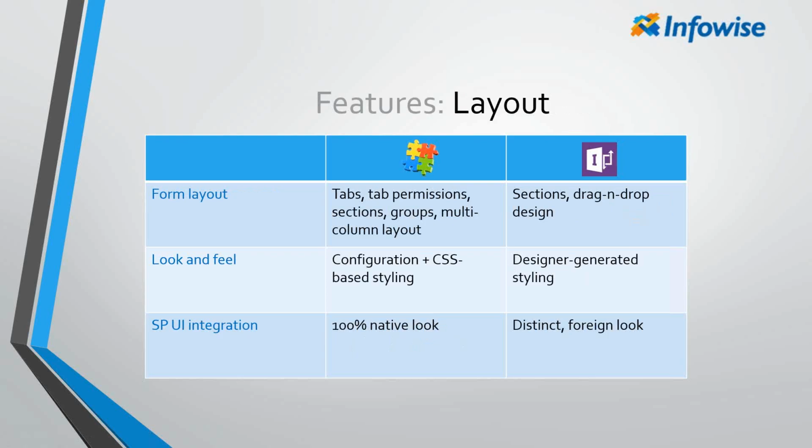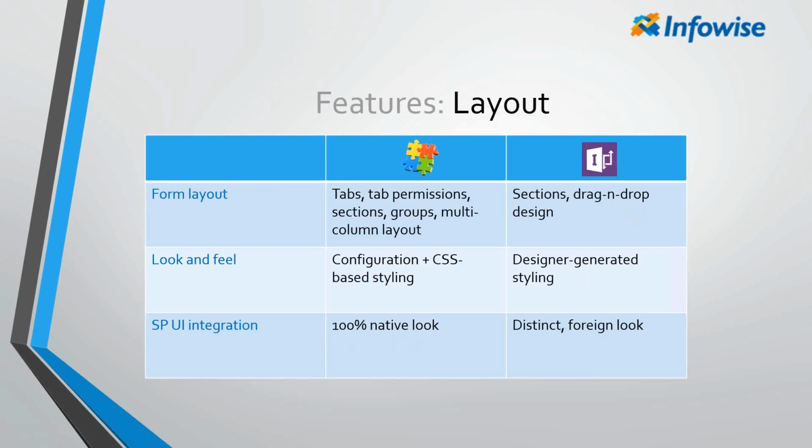In my personal opinion, drag and drop sometimes actually takes longer to work with. It is more difficult to work with than the approach that we use in Ultimate Forms, which is defining tabs, assigning permissions to these tabs, defining sections, groups, and we also support multi-column layout. So we can basically lay out, put our list columns into vertical columns, more than one. By default, in SharePoint you will have one. We can have as many as 3.